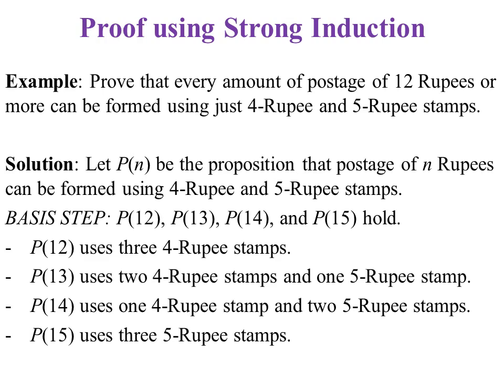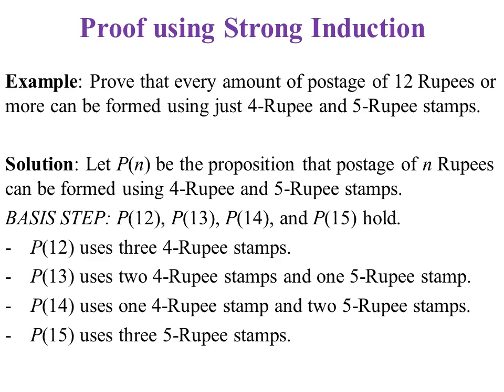Similarly, 14 rupees can be formed with 1 4 rupee stamp and 2 5 rupee stamps. 15 rupees using 3 5 rupee stamps. Now you observe the pattern here. We started 12 rupees with 3 4 rupee stamps. When it comes to 13, the 4 rupee stamps are decreased by 1 and 5 rupee stamp is increased by 1. When it comes to 14, it is further decreased by 1 and 5 rupee stamps further increased by 1. And for 15, we have all three 5 rupee stamps.